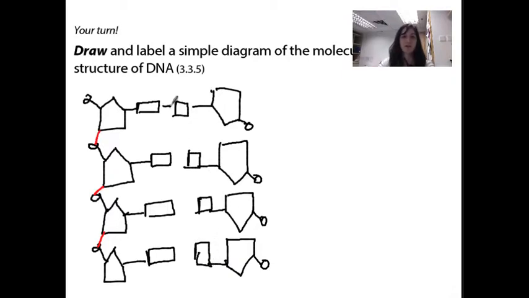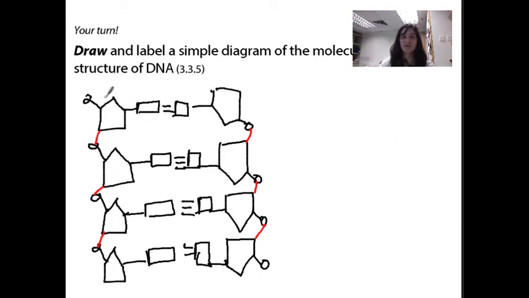Okay, and I know there are some hydrogen bonds that form between here. And I need my phosphodiester bonds as well. And there you have it, a very poorly drawn diagram of DNA. Can you label it? Let's see.